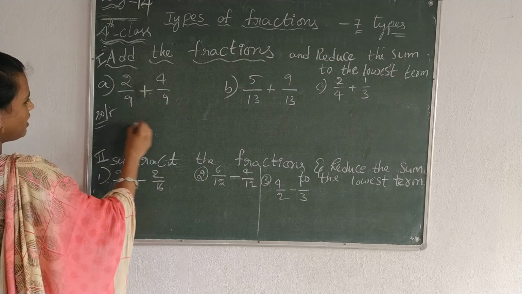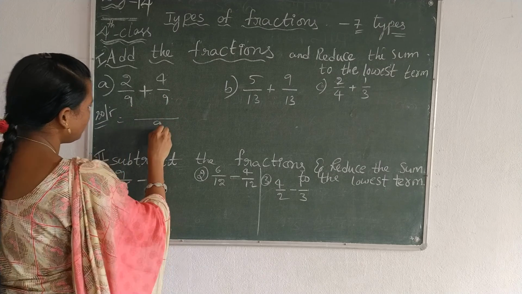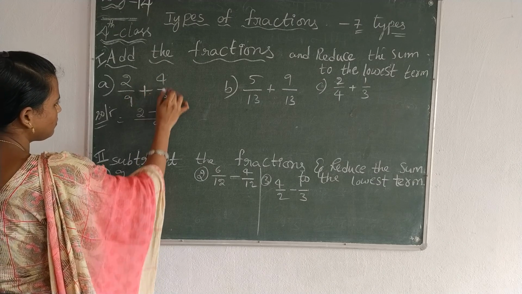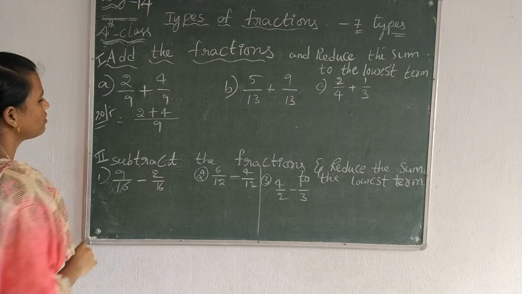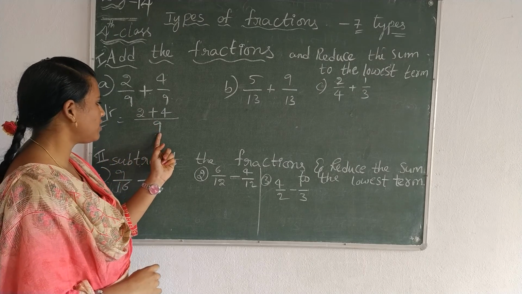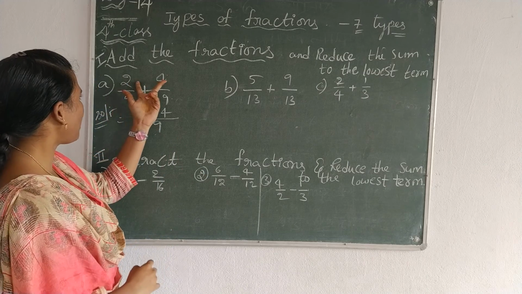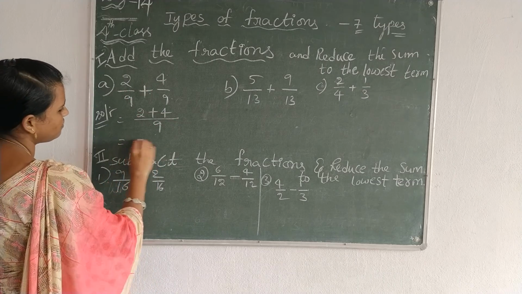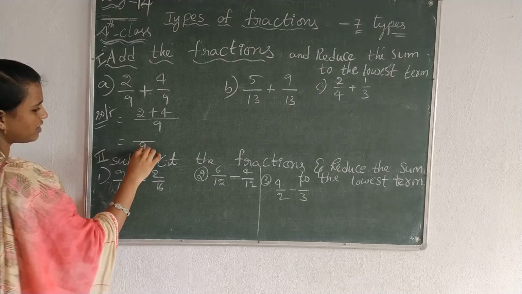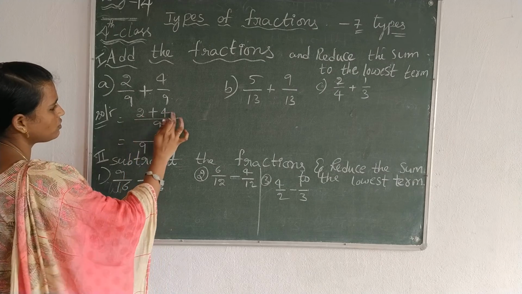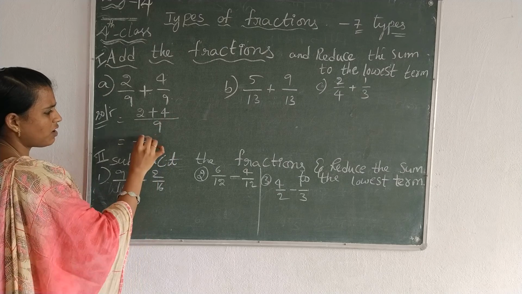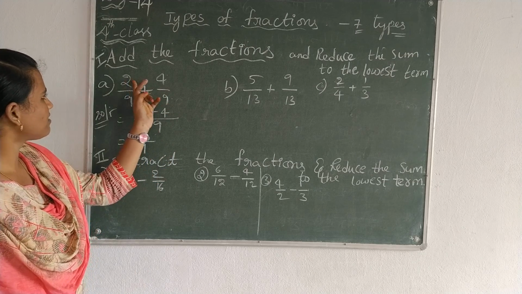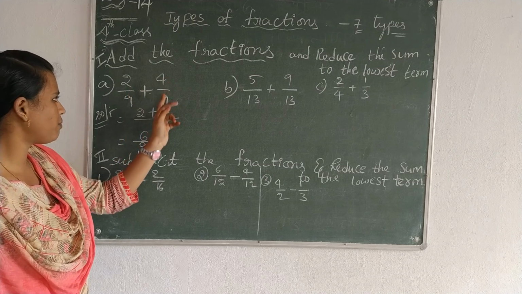2 by 9, 4 by 9. Take the denominator 9 and add the numerators 2 plus 4. Write only one denominator, that is 9, and add both numerators, 2 plus 4 equals how much? 6. So 6 by 9 is the sum of 2 by 9 and 4 by 9.